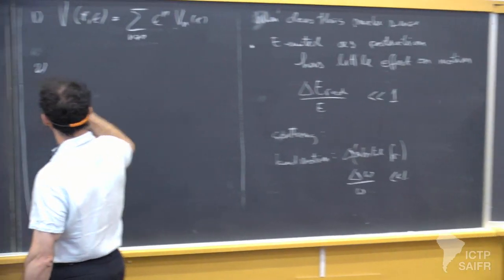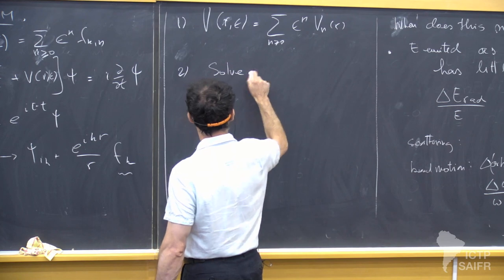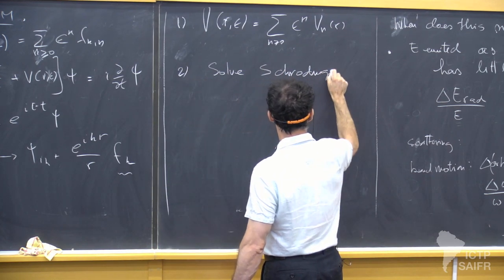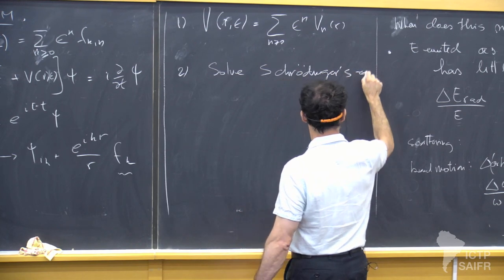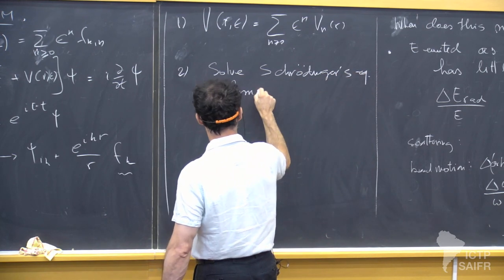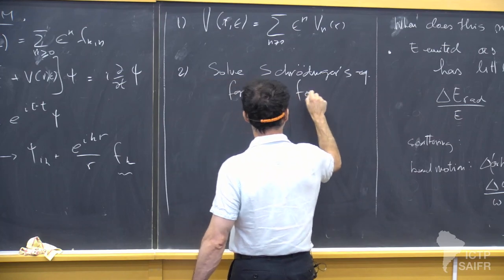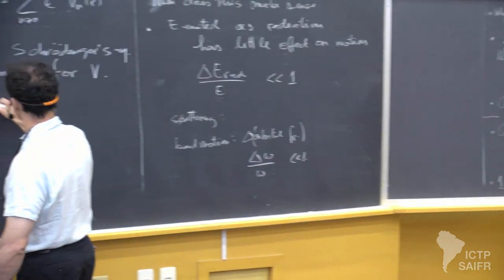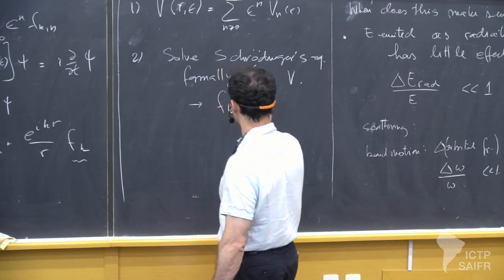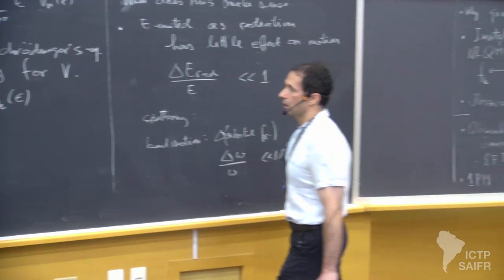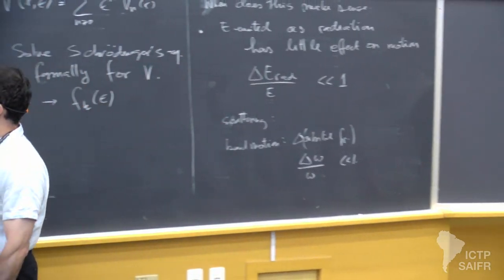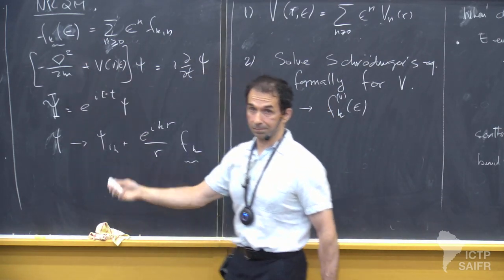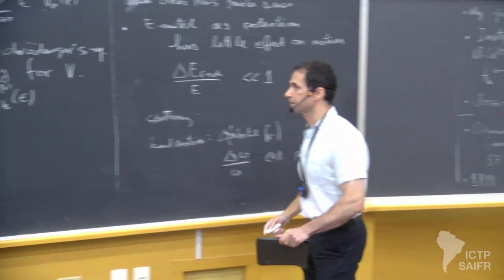And then step two is to solve Schrödinger's equation formally for this v, and that should give us some formal expressions for f k of epsilon as an expansion in epsilon. And then take this, equate them with that, and solve. So that's the story.